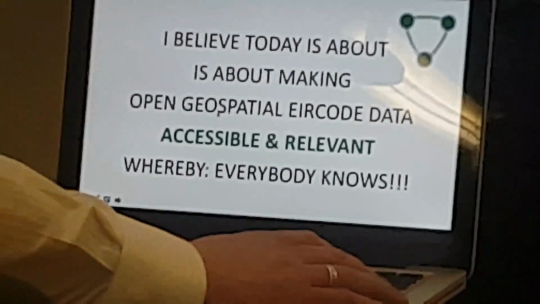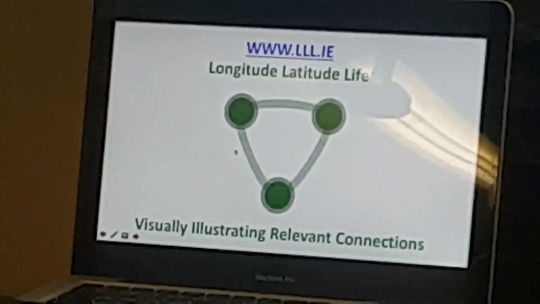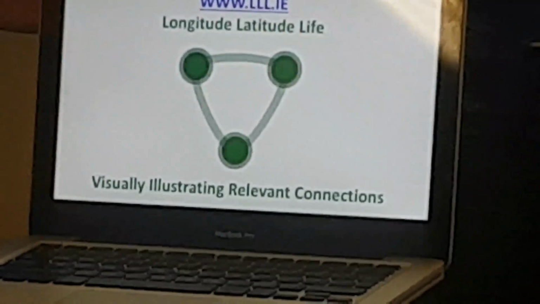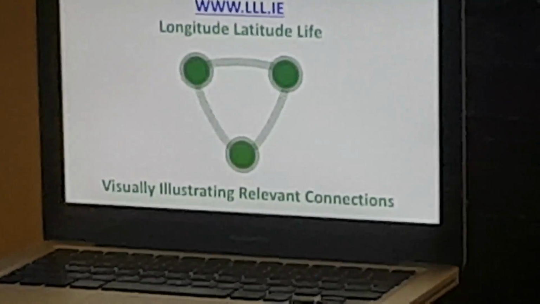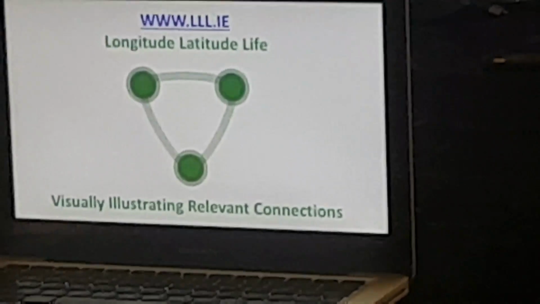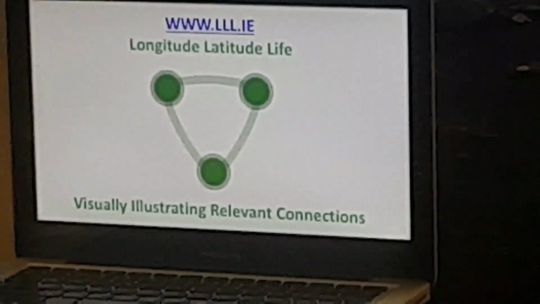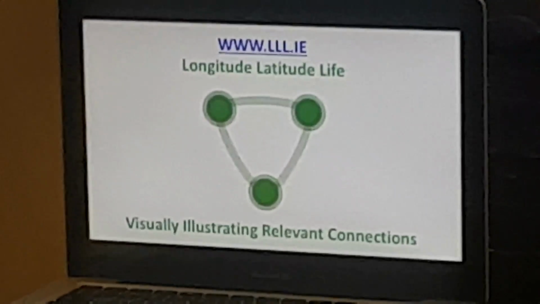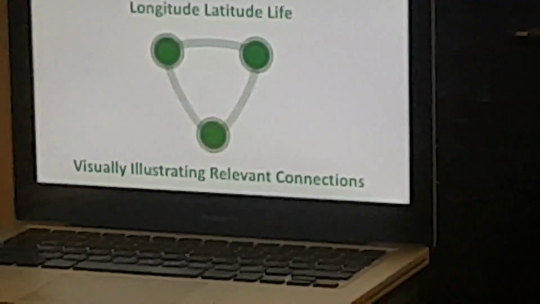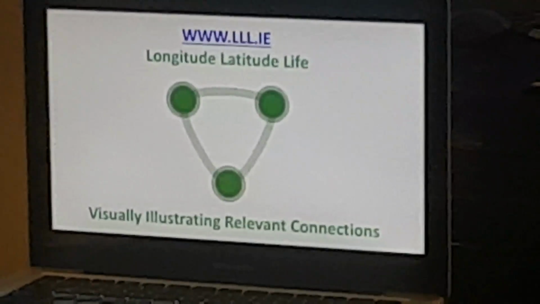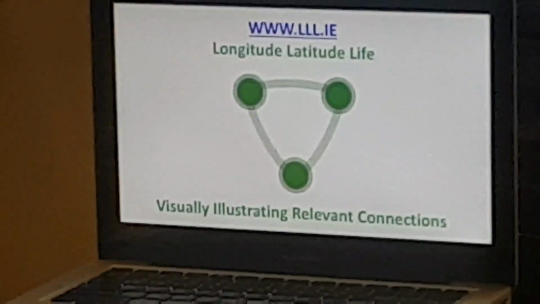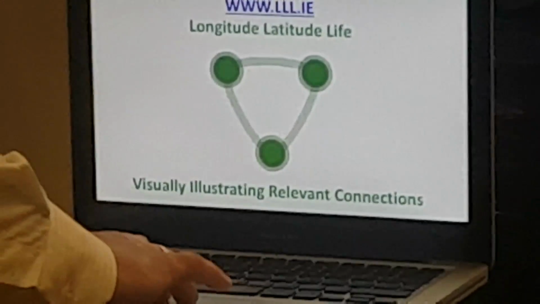Yeah, so the app itself is going to be promoted through www.lll.ie. The LLL stands for longitude, latitude, life. Obviously the longitude and latitude plugs into the Eircodes, so all the information will come in through the Eircodes. And this will then visually illustrate relevant connections. So I'm just going to give you a quick run-through of how the app might appear.